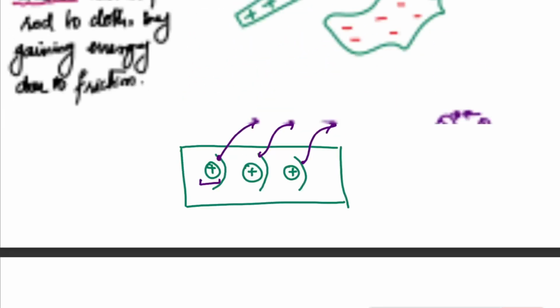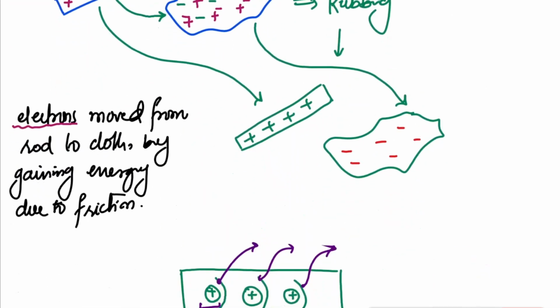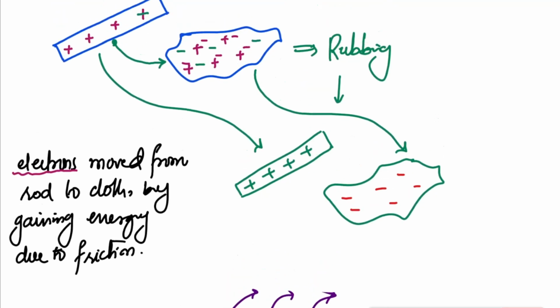Okay. That's why you will notice that over here I've written down the electrons move from the rod to the cloth. For example, if he had asked me why the cloth has become negative, I would simply have written down electrons have moved from the rod to the cloth. Now they are more in number on the cloth, overall giving it an excess negative charge, and they have gained energy from friction. Simple as that.